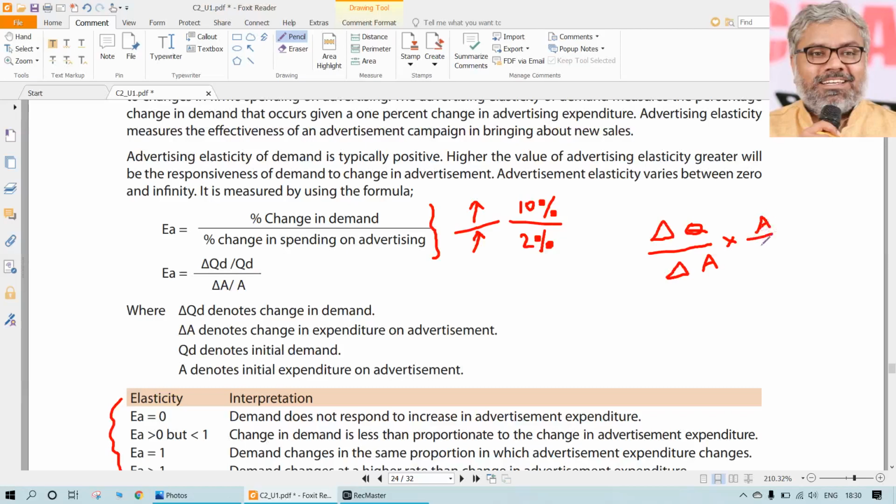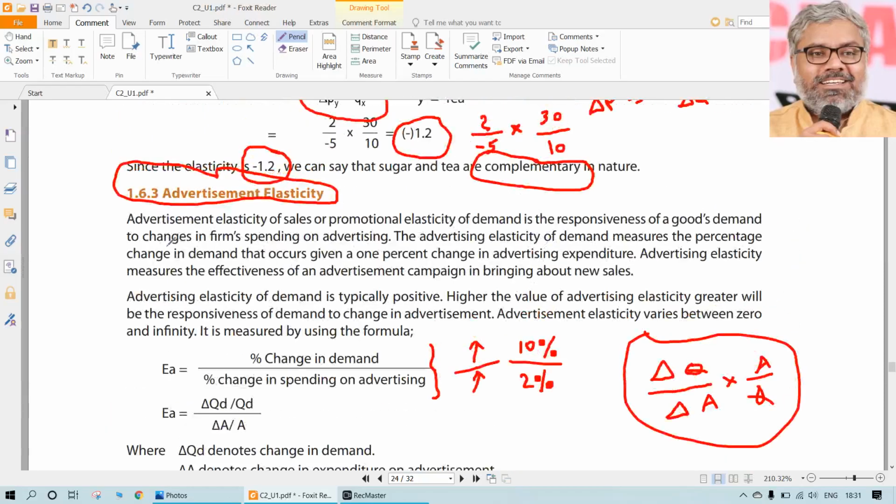What is A here? A is advertisement expenditure. Delta A is the change in advertisement expenditure. Q is original demand. Delta Q is change in demand. So delta Q divided by delta A into A by Q. This is the formula, if at all. Like this, for any factor we can create a formula.